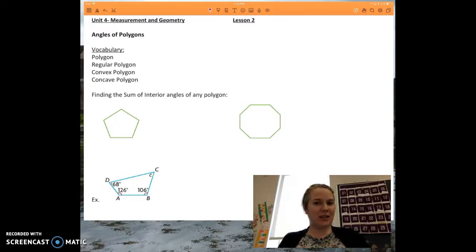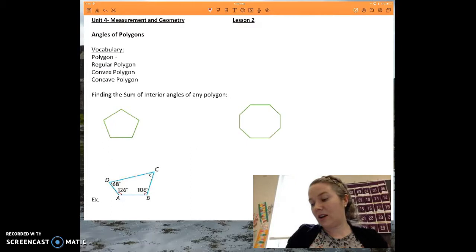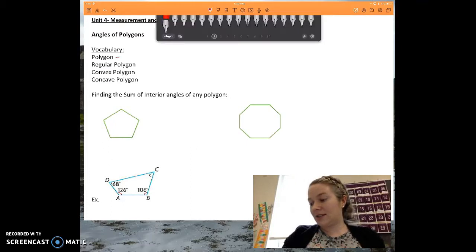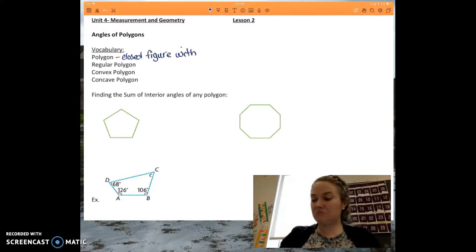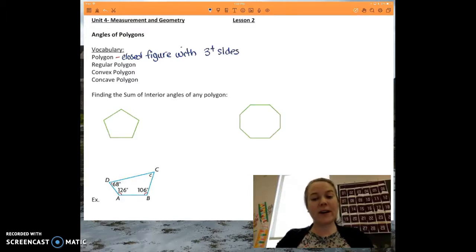Now, poly means many and gon means side. So we're just looking at the angles of things with many sides. And all the way up to things with 12, 14, 20, 30 sides, we are able to use some of these basic calculations with. So for vocabulary, obviously polygon is just a closed figure with 3+ sides. So a triangle is a polygon.